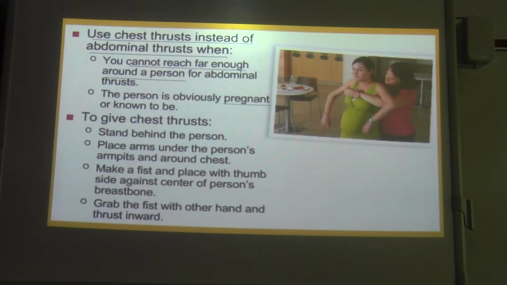The question before that, you should have filled in 5 back blows and 5 abdomen thrusts, by the way. 5 back blows and 5 abdomen thrusts. And it's always in that order. First the back blows, then the abdomen thrusts.